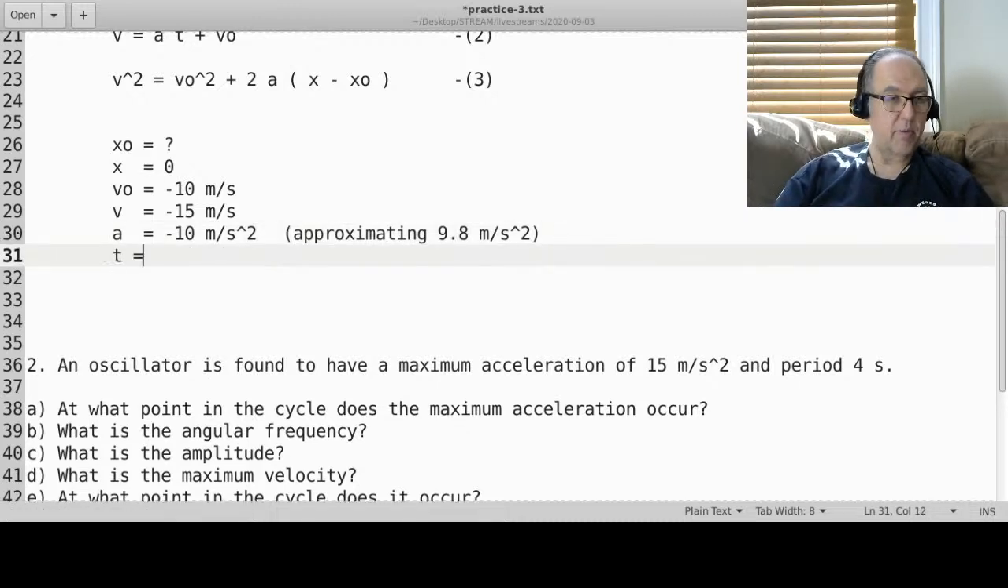And also, I didn't write it down here, but let me add also the time is unknown. Like I didn't tell you how long it takes for the rock to fall from window 1 and 2. In fact, that's part B. Okay, that's part B. So there you go.